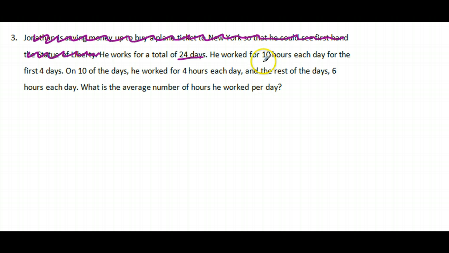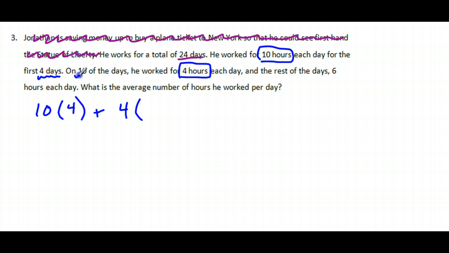Well, 10 hours, he did that only for 4 days. So 10 would be your number, and we're going to multiply it by the weight. He only did that 4 days. Plus, on 10 of the days, he worked for 4 hours. So he worked 4 hours on those days, and the weight of that, how many times did he do it? He did that 10 days. Plus, the rest of the days, 6 hours each day. So he worked 6 hours, but I don't know how many times he did that.